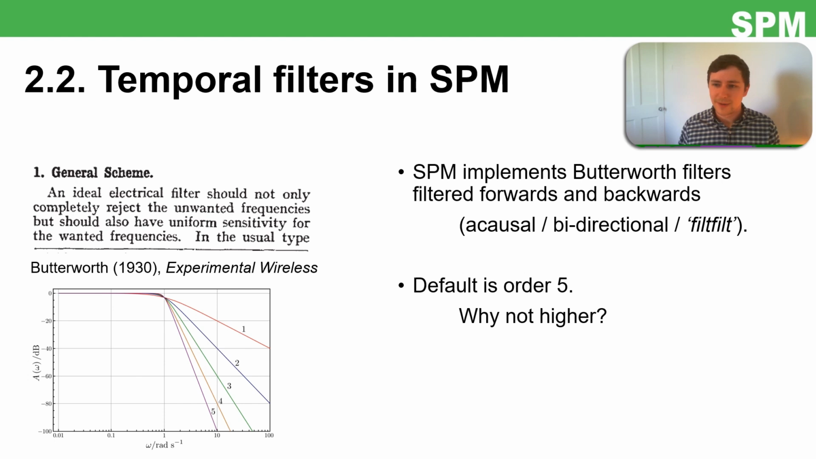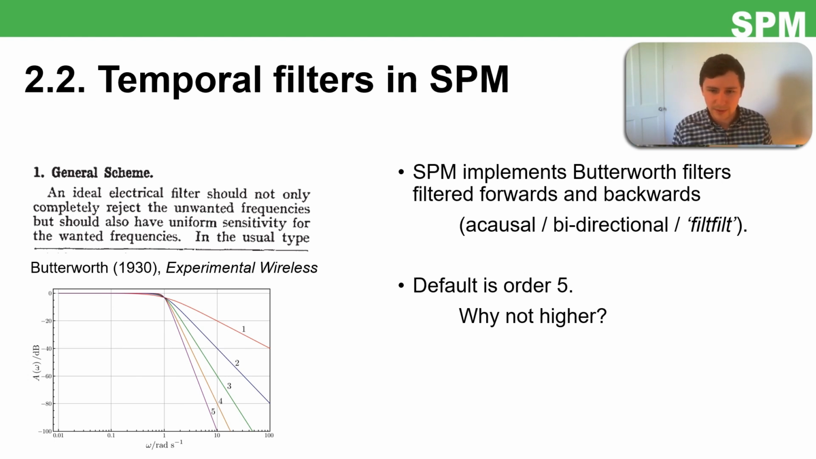So SPM implements these filters for everything by default, so for bandpass, bandstop, high pass and low pass filters. Essentially it uses filtfilt in MATLAB, which is an acausal or bidirectional filter. So it's kind of that second example from the Acunzo paper. And the default order of the filter in SPM is 5.